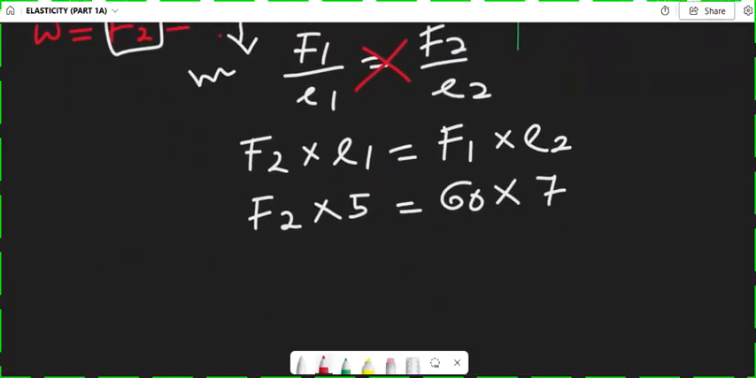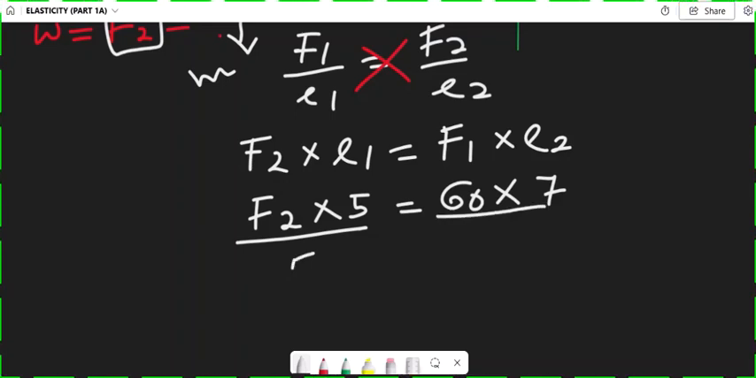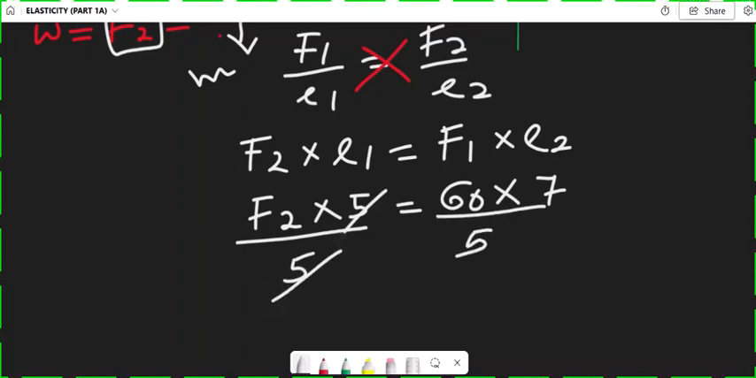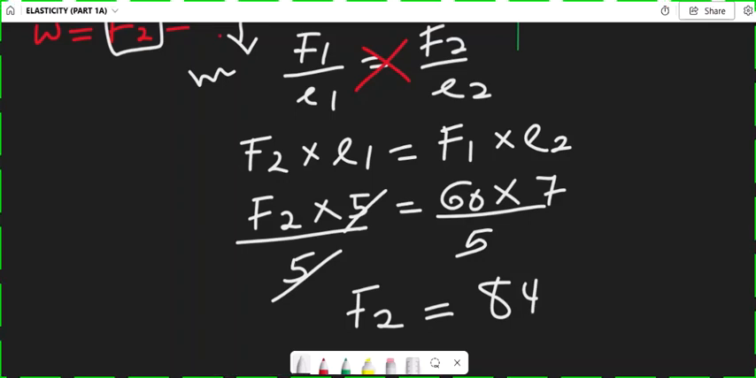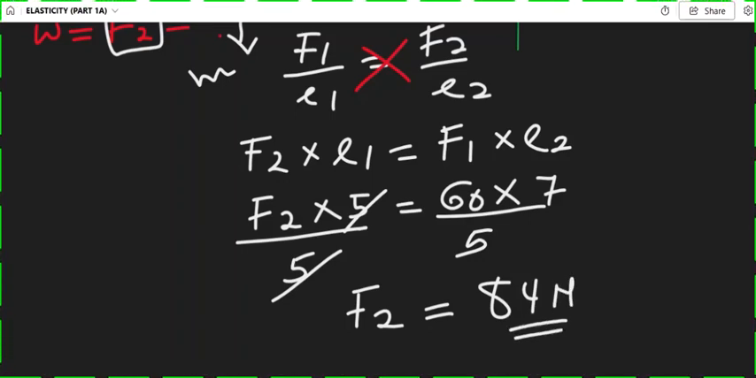So let's move on. What are we going to do? We are going to cut all through by your 5. Since you're looking for our F2, I have 60 times 7. With our calculator, 60 times 7, that's 420. You are dividing it by 5, and that gives us 84. So yes, 84 newton. So the other weight or the other force is given as 84 newton.